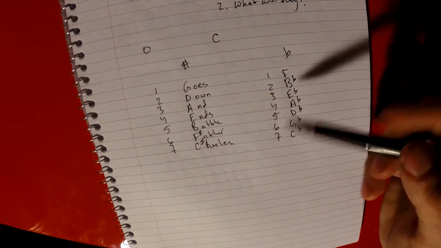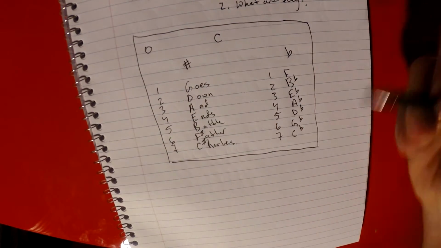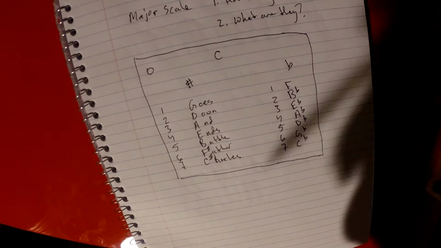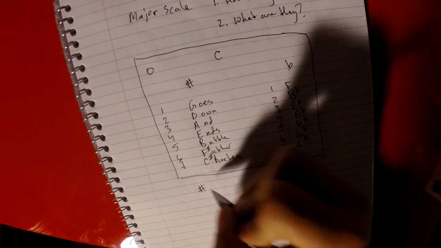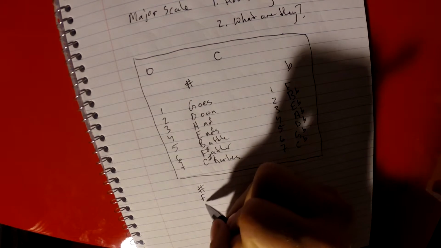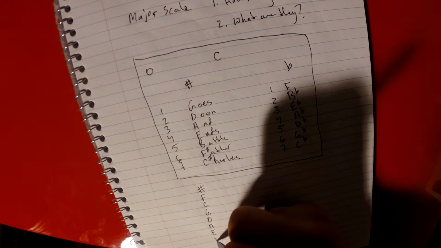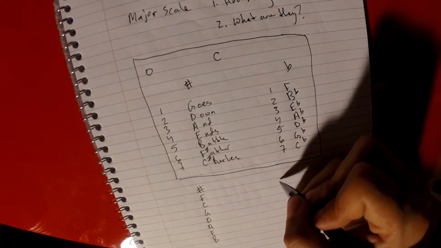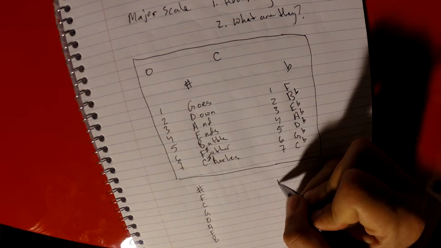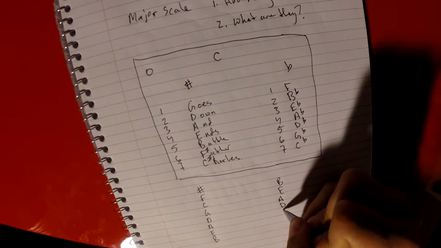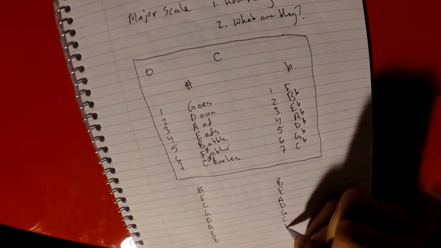And this here answers question 1, how many. But in order to know what they are, we have to know a different order. So for the sharps, it would be: Father Charles Goes Down And Ends Battle. For the flats, it would be: Battle Ends And Down Goes Charles Father.